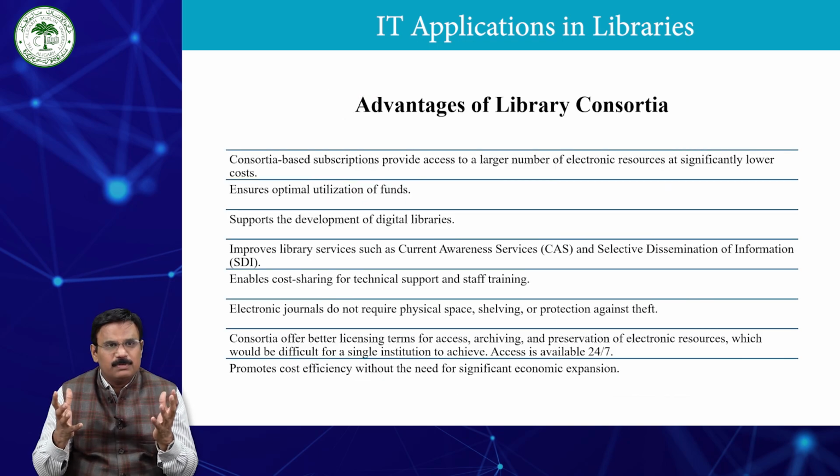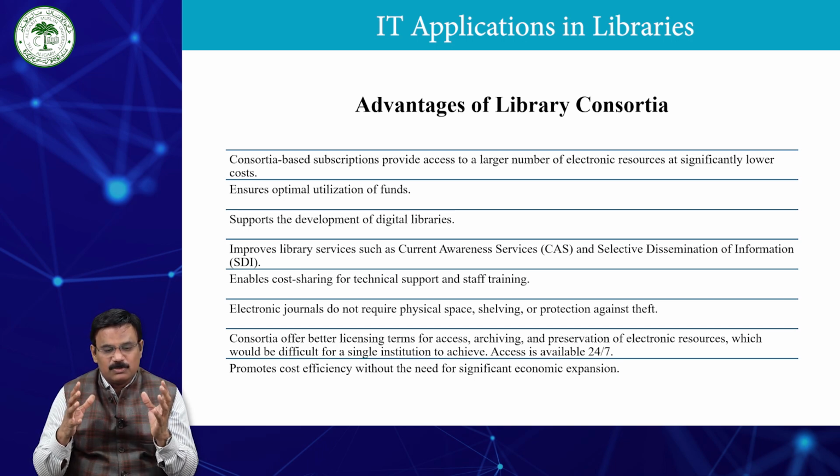And what are the advantages of e-journal consortia? We already discussed consortia-based subscription provides access to a large number of electronic resources at a significantly lower cost. It ensures optimal utilization of funds and supports the development of digital libraries. And it improves library services such as current awareness service and selective dissemination of information services because of the availability of primary electronic journals. And it enables cost sharing for technical support and staff training.